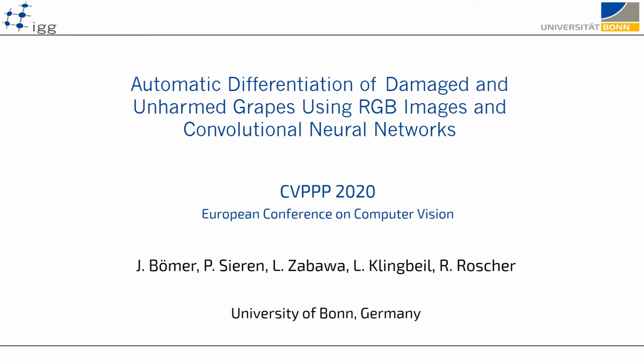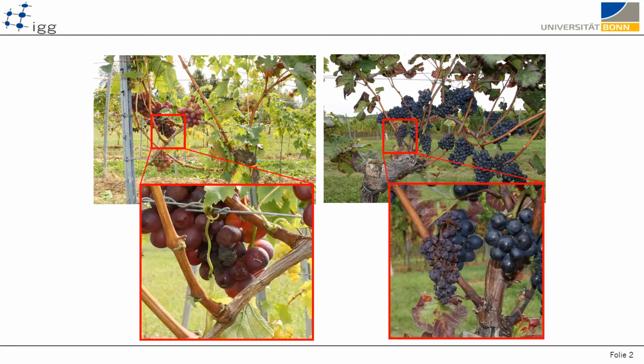Welcome to the video about our paper called Automatic Differentiation of Damaged and Unharmed Grapes using RGB images and convolutional neural networks. Our goal is the identification of image regions containing damaged berries to provide breeders with information where to take action. Damage to berries can be caused, for example, by mechanical machines during vineyard management, various diseases, parasites, or abiotic stress like sun damage.